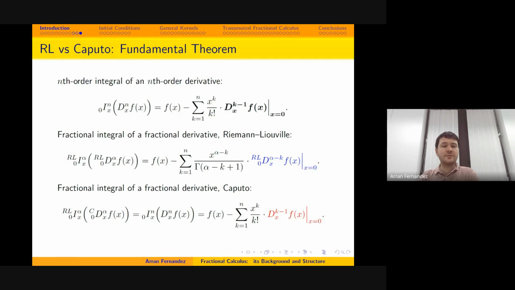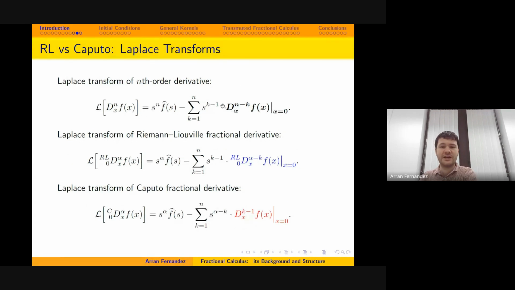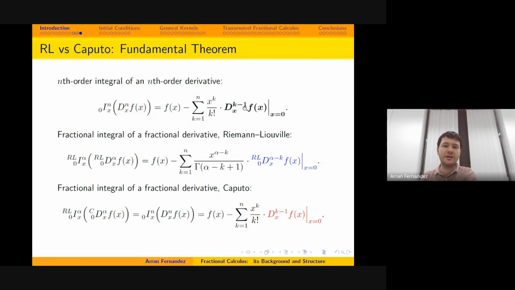Next, the fundamental theorem of calculus. Its name shows that it's very fundamental. How does this work in fractional calculus? You have the nth order integral of an nth order derivative. The formula is this. In bold, we have the same initial conditions as before, so it depends on the same set of initial conditions. For Riemann-Liouville, we have fractional initial conditions. For Caputo, we have ordinary initial conditions. So again, the blue things are the same, and the red things are the same in both of these slides.